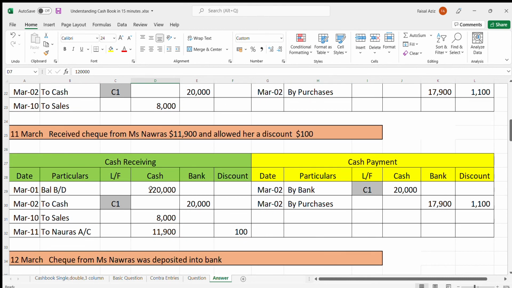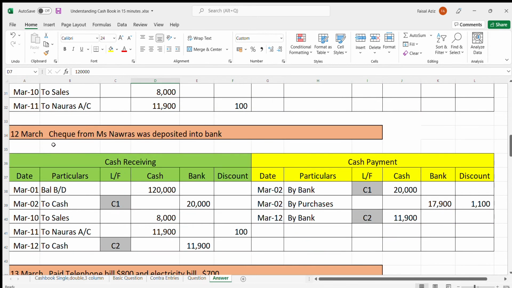The next transaction we are having is on 11th of March. It mentions received check from Miss Marwa 11,900 and allowed her a discount of $100. Now as I said, when a business receives a check and does not submit the check on the same day in the bank account, they will treat that check as cash. So here we can see, to Marwa's account, though this is a check, since the business has not deposited this check in the bank account, it will be treated as cash, 11,900, and the rest is a discount.